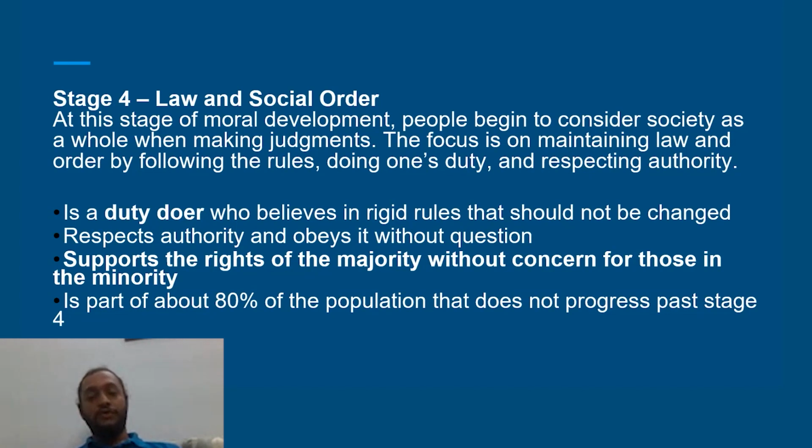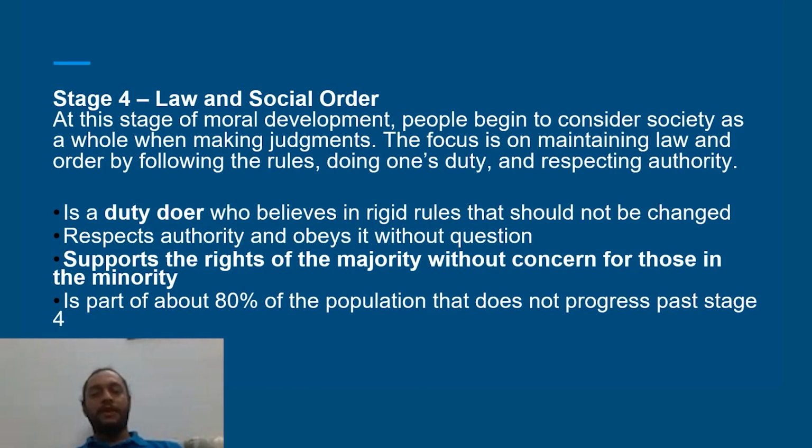It supports the rights of the majority without concern for those in the minority. This is why democracy is the most widely circulated political belief in the world, because most of the world believes in this stage of law and order. So democracy is basically a numbers game, right? It's not about equal representation based on the numbers and statistics and all of that. So it's the majority domination, and therefore democracy is everywhere because everyone is more or less in this moral stage, right?